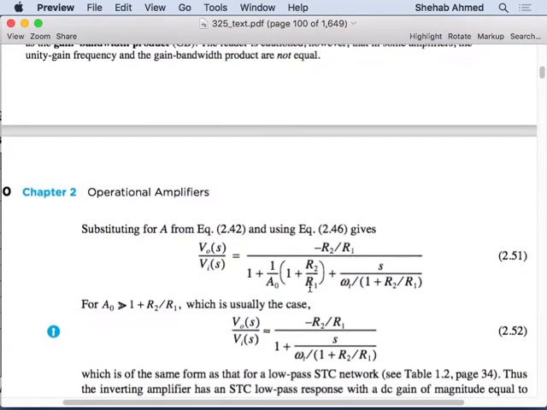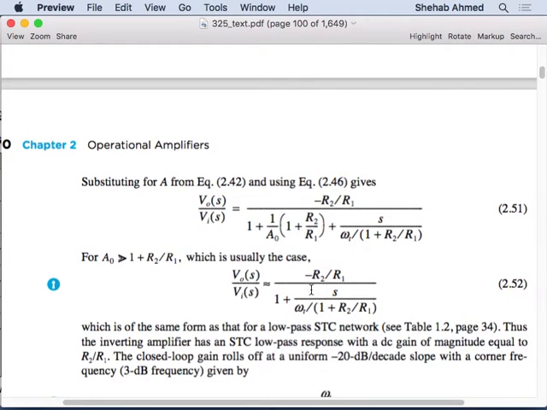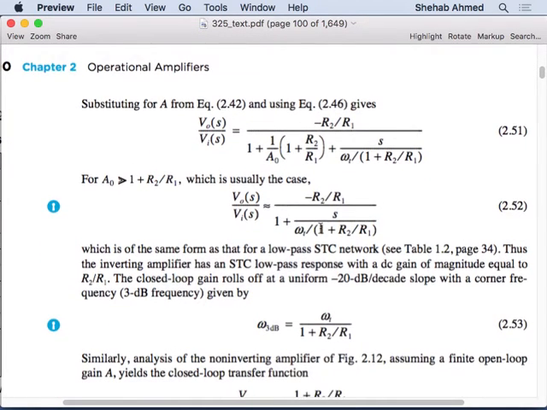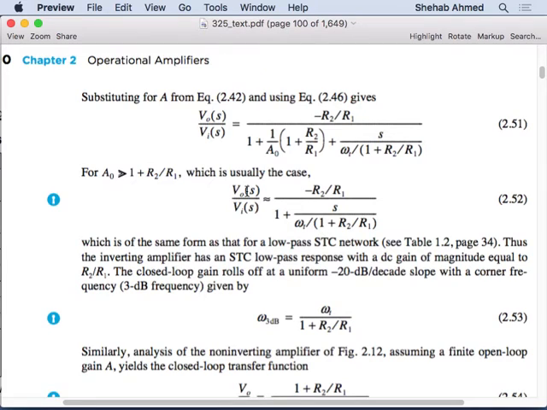If you substitute with our A that we've derived as a low pass filter and do some simplifications, again I did not derive it, but I'm sure it's correct, you will end up with this transfer function. What does this transfer function look like?